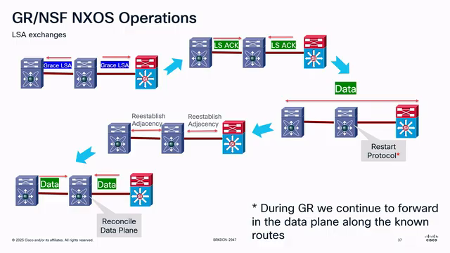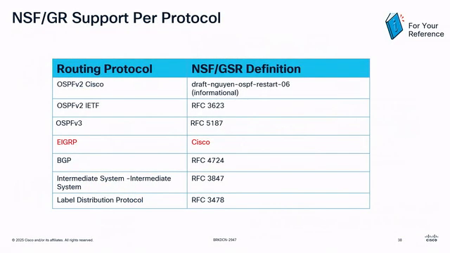Then I will actually ask my peer network to give me the data, and this is where NSF comes into the picture. Okay. This is just for your information if you want to look at the RFCs. Like I said, EIGRP, you can see that's Cisco proprietary. We don't actually support it. It's not an IETF protocol.